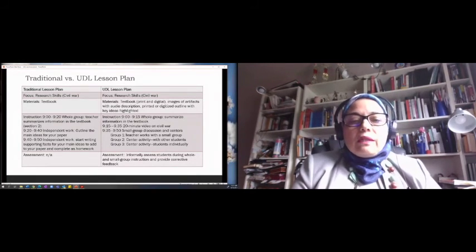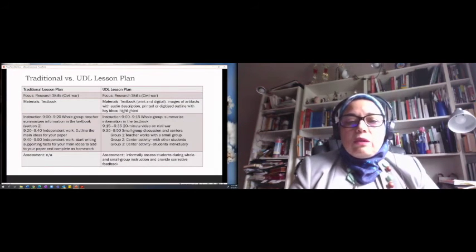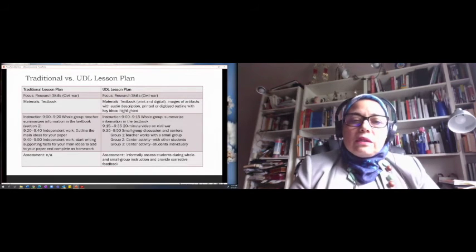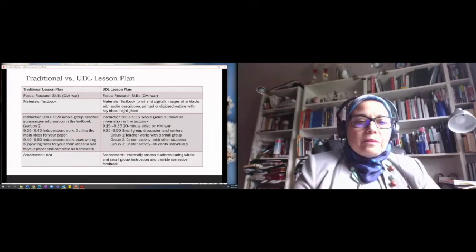For instruction, the UDL lesson delivers instructions in a variety of ways, such as whole group discussion, small group with teachers, small group with other students, and small group with individual activities. Traditional lessons usually include whole group discussion with independent work. Each UDL lesson will include an assessment strategy during whole and small group instruction, accompanied by corrective feedback. Traditional lessons usually assess at the end of the unit with a benchmark assessment or midterm and final exams.